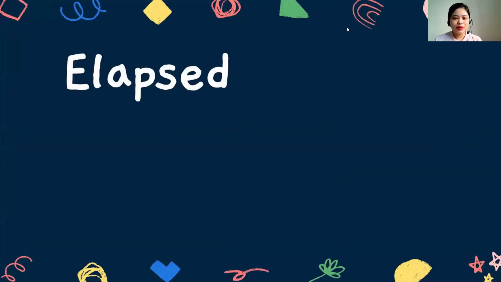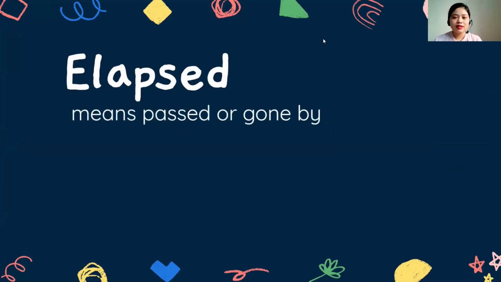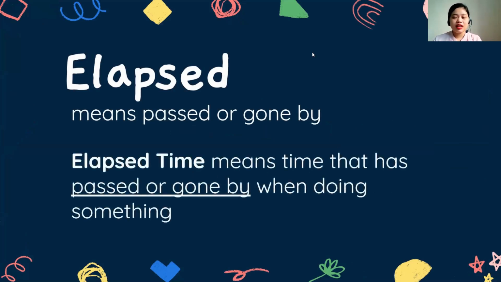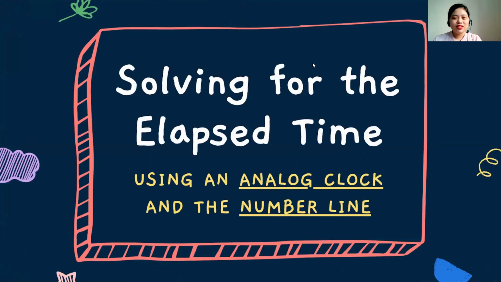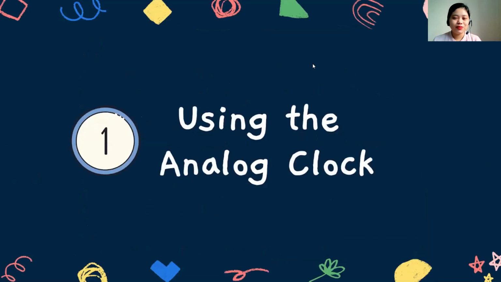Now, first, let's find out what the word elapsed means. It means something that has passed or gone by. And when we're talking about time, it means the time that has passed or gone by when doing something, like the time in between. And for today, we're going to solve for the elapsed time using two different ways, the analog clock and the number line, which we will see in another video. Now, let's go ahead and solve for the elapsed time using the analog clock.